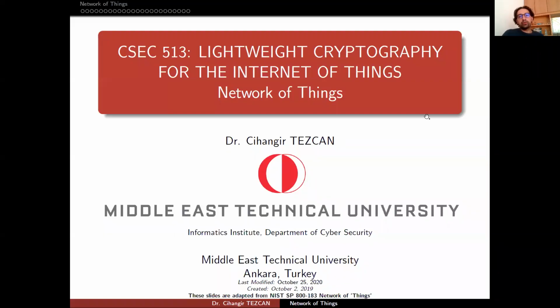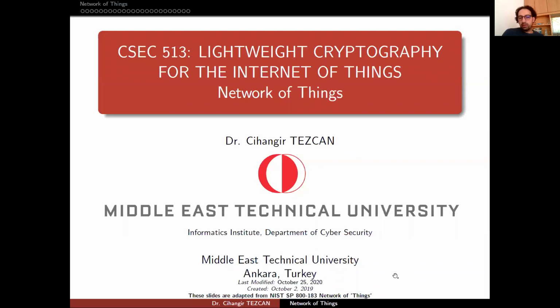Hello everyone. Today we are going to talk about Network of Things. We are going to focus on the NIST special publication 800-183 titled Network of Things. We already talked about that there is no actually good definition of Internet of Things. So this document helps us to see the big picture and provides a good ontology, provides basic definitions.